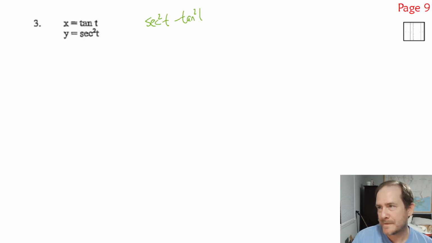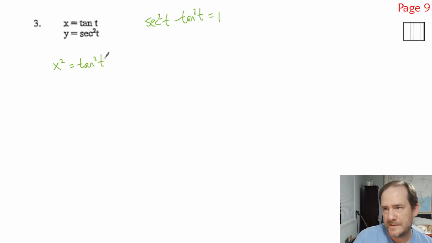So for number 3, you're seeing tan and you're seeing secant, so you should be thinking hyperbola. But in this case, you should not be thinking hyperbola because secant is squared and tan isn't. So if I want to use that Pythagorean identity that says that secant squared t minus tan squared t equals 1, then I only need to square the x equation. So I would go x squared equals tan squared t. I'd leave this one alone, so it's still y equals secant squared t.